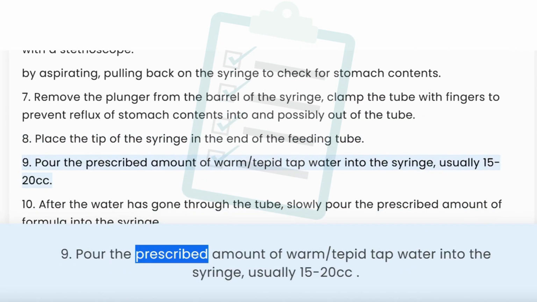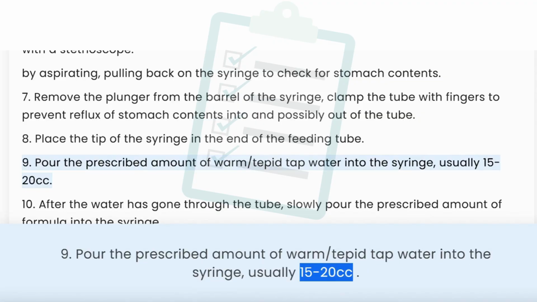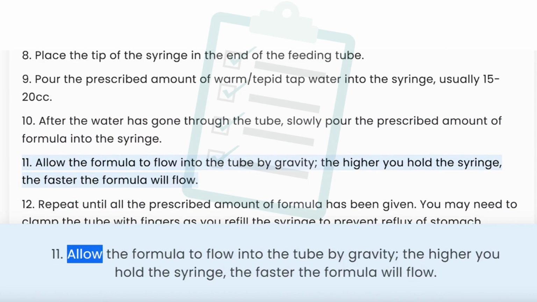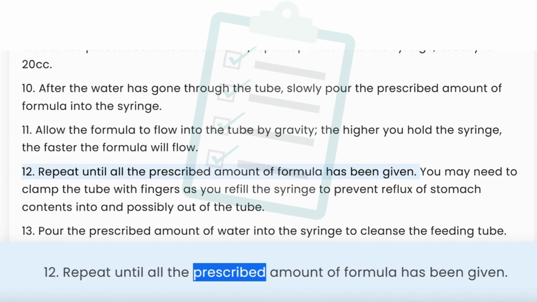9. Pour the prescribed amount of warm tepid tap water into the syringe, usually 15 to 20 cubic centimeters. 10. After the water has gone through the tube, slowly pour the prescribed amount of formula into the syringe. 11. Allow the formula to flow into the tube by gravity. The higher you hold the syringe, the faster the formula will flow. 12. Repeat until all the prescribed amount of formula has been given.